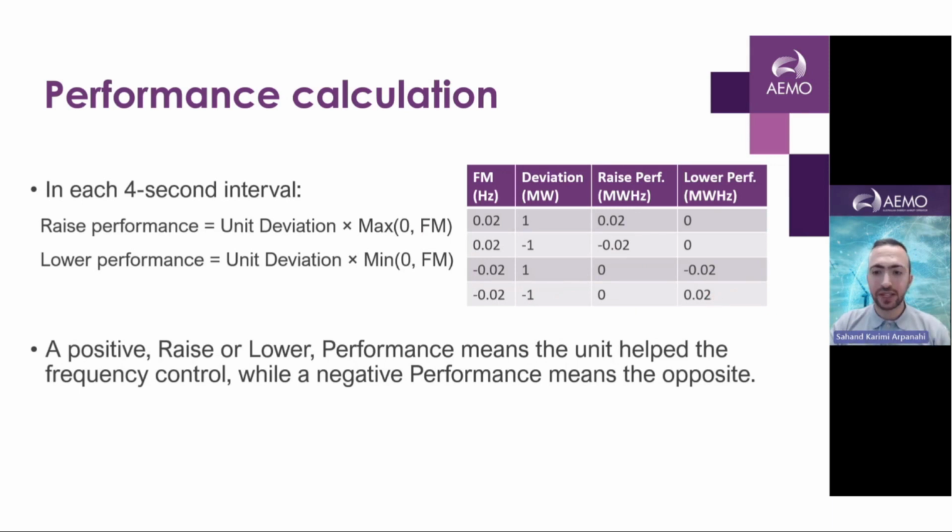As you can see, raise performance has non-zero values only when frequency measure is higher than 0. And when frequency measure is negative, the raise performance would be 0. Also, a positive performance, whether it's raise or lower, means the unit helped the frequency control, while a negative performance means the opposite.